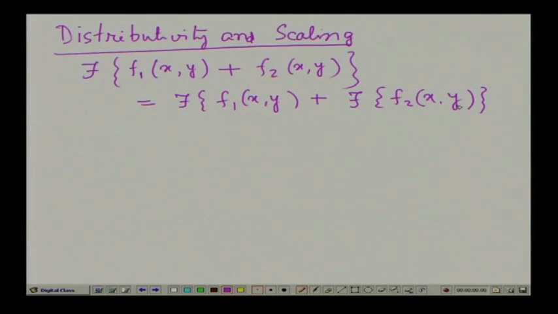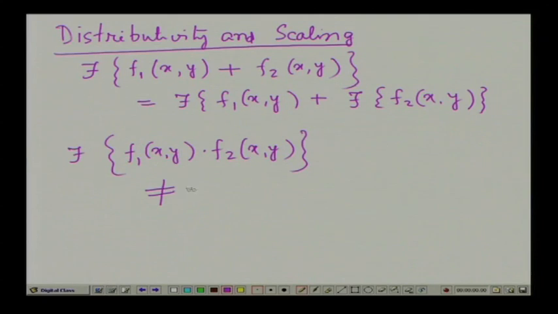So, this is true under addition, that is, for these two signals f1(x,y) and f2(x,y), if I take the summation and then take the Fourier transformation, the Fourier transformation of this will be the summation of the Fourier transformations of the individual signals f1(x,y) and f2(x,y). But if I take the multiplication, that is, f1(x,y) into f2(x,y), and take the Fourier transformation of this product, this in general is not equal to the Fourier transform of f1(x,y) multiplied by the Fourier transform of f2(x,y).